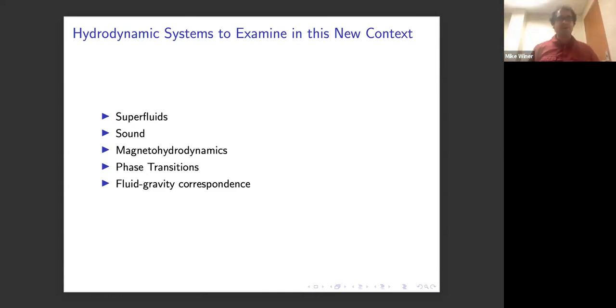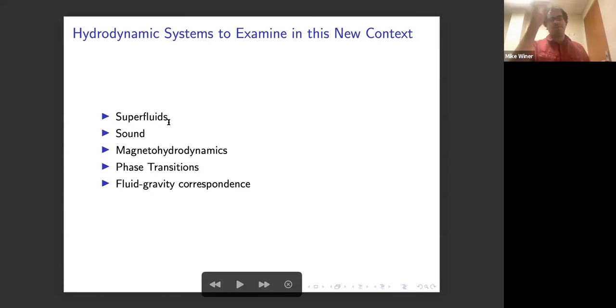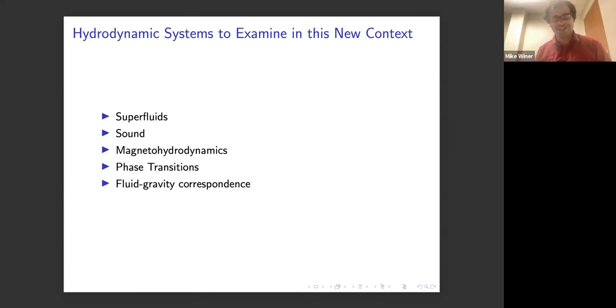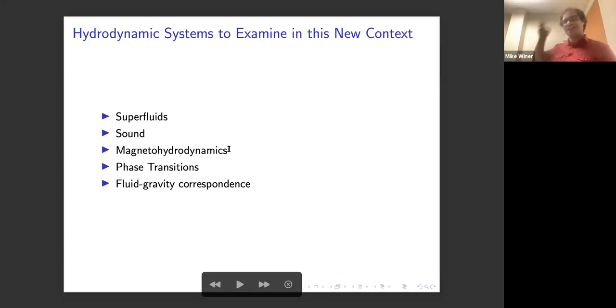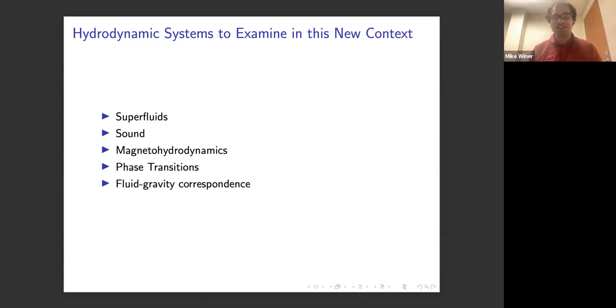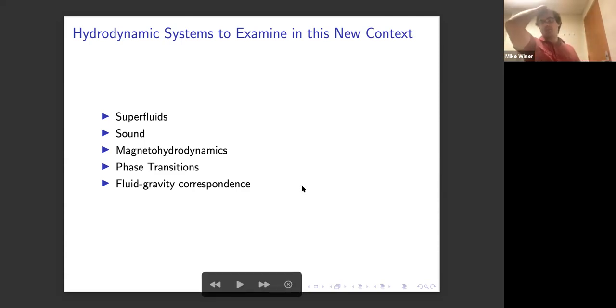We have a paper that came out a few months ago looking at spontaneous symmetry breaking hydro. We definitely did not figure out everything there is to figure out about it. There's sound, how does sound affect us? There's this whole universe of magnetohydrodynamics and higher form symmetries. How do they thermalize here? There's phase transitions and fluid gravity correspondence. And all of these things we can do in this new periodic time context.